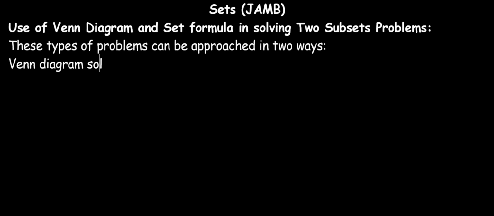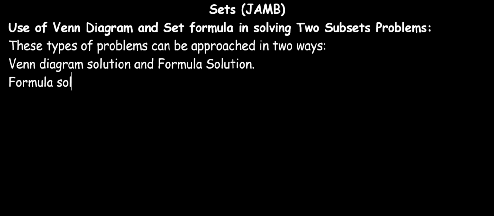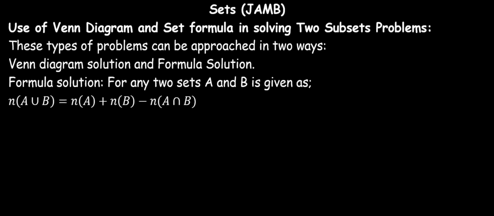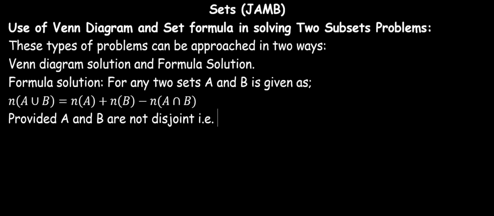The two subset problem we are referring to here can be approached in two ways, either the Venn diagram solution or the formula solution, or using both at the same time. For the formula solution, for any two sets A and B, the number of A union B is equal to number of A plus number of B minus number of A intersection B, provided A and B are not disjoint. That is, A intersection B is not equal to an empty set.